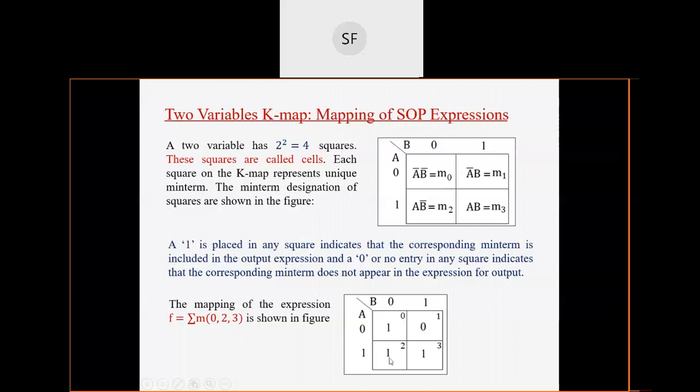और अगर यहाँ पे you can observe here in this block, so this block is nothing but a mapping of the expression. The expression is given as function equals summation of minterms 0 to 3. इसका मतलब क्या है कि 0 to 3 ये तीन minterms आपके फंक्शन में प्रेजेंट है.